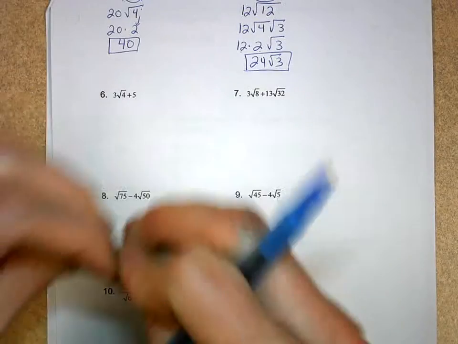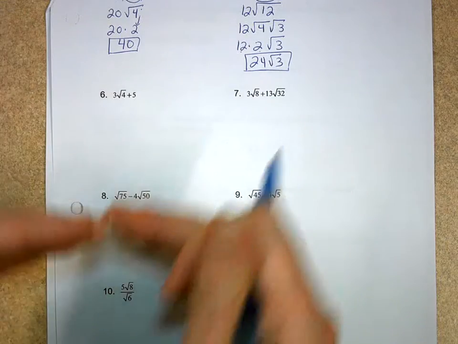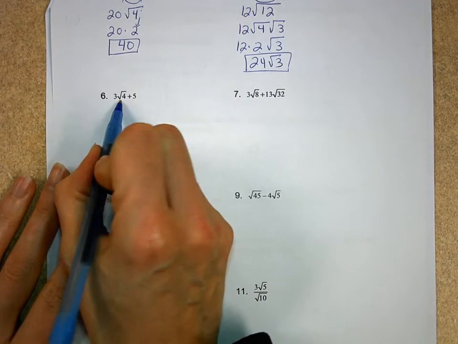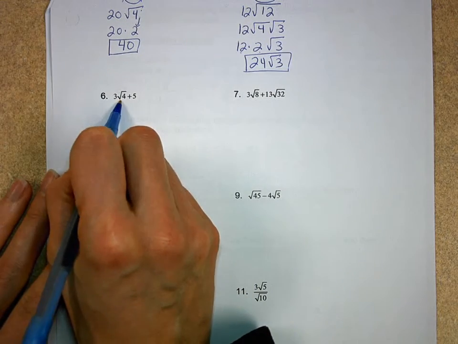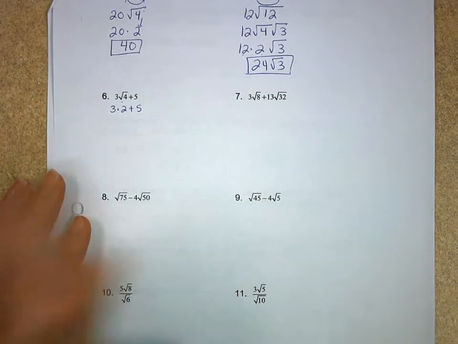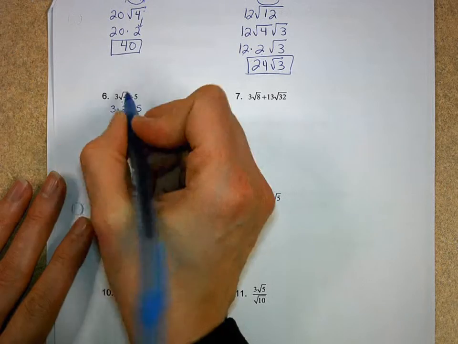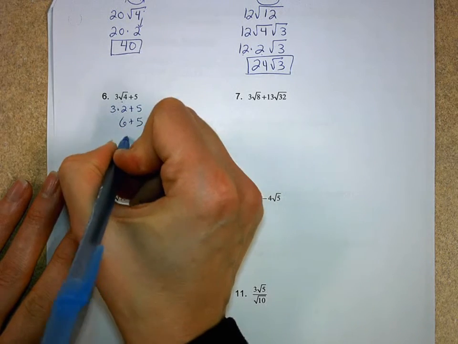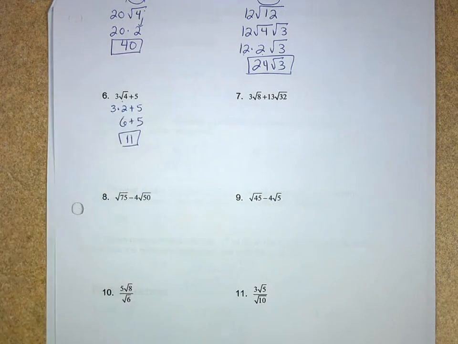Now, before you add or subtract, I want you to know you always need to simplify each term individually. I noticed that I can simplify the square root of 4. That's 2. So I go 3 times 2, and I leave that 5 alone. 3 times 2 is 6. That's 6 plus 5. That gives me 11. That's the time when we actually got rid of the radical.